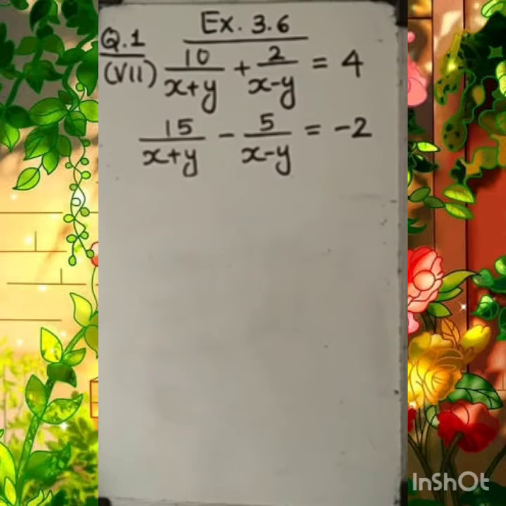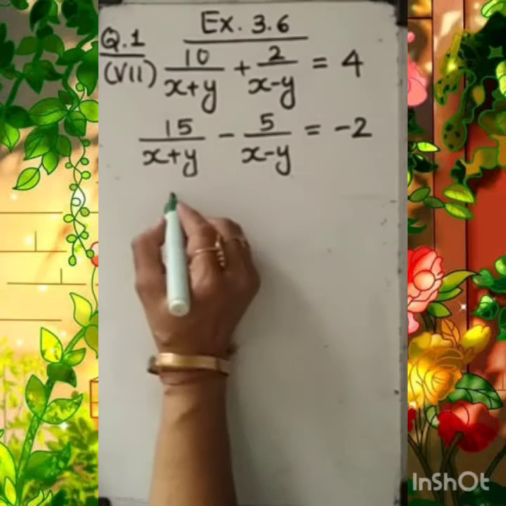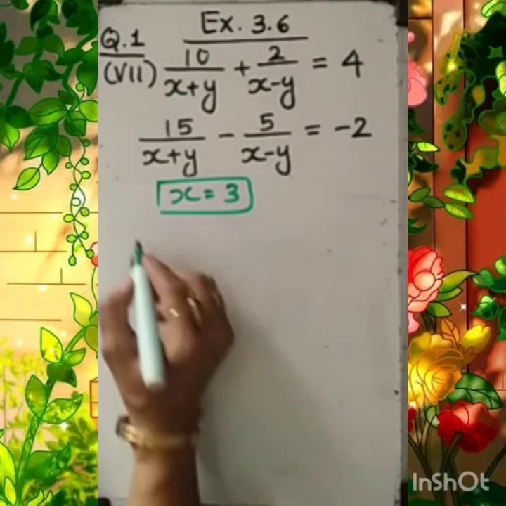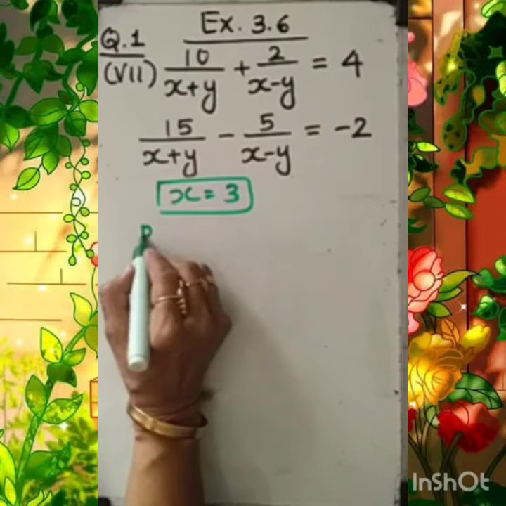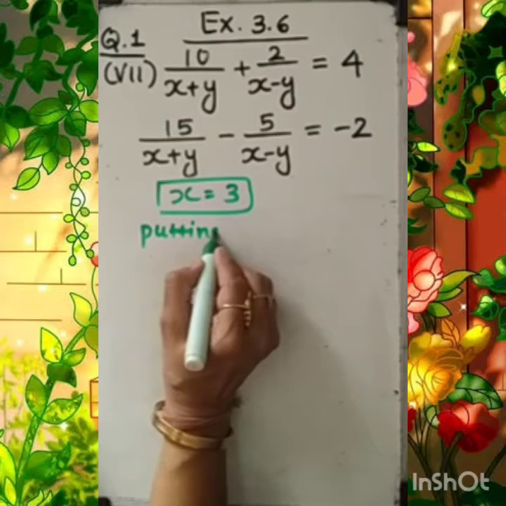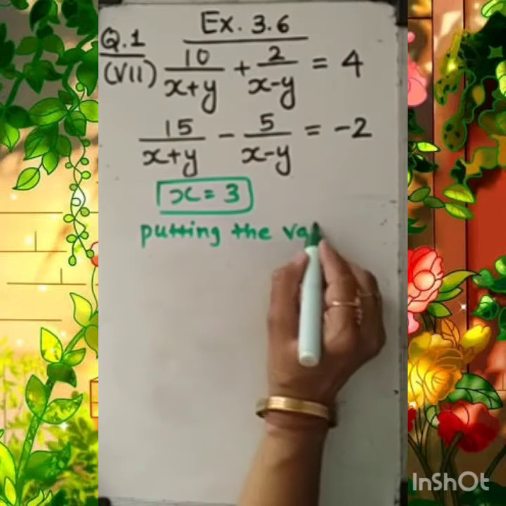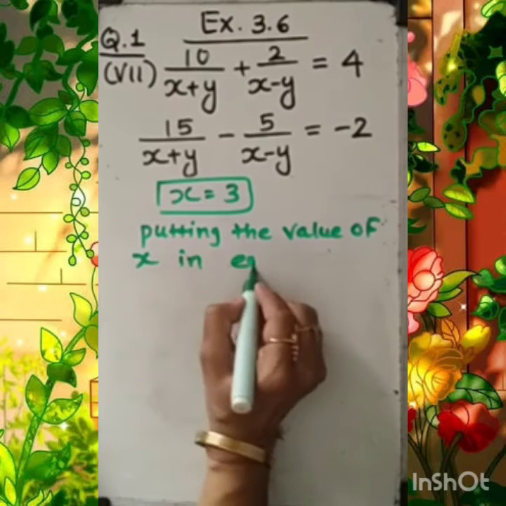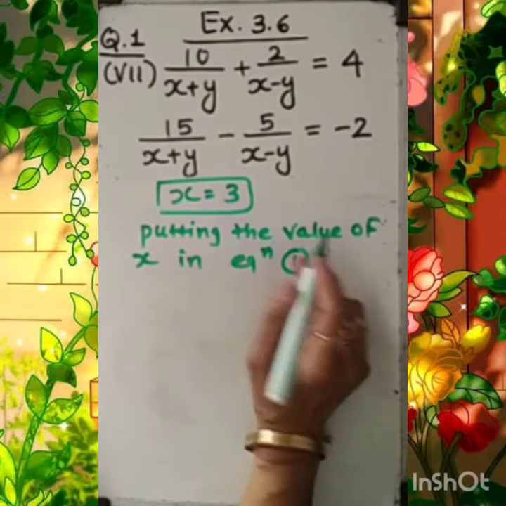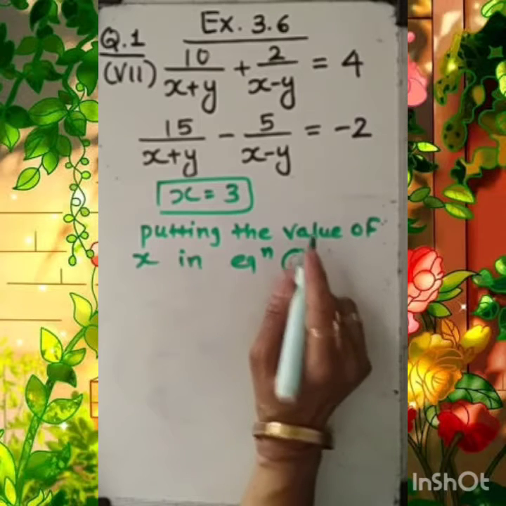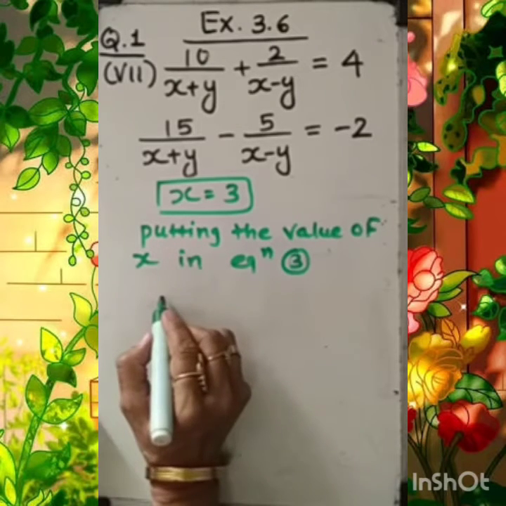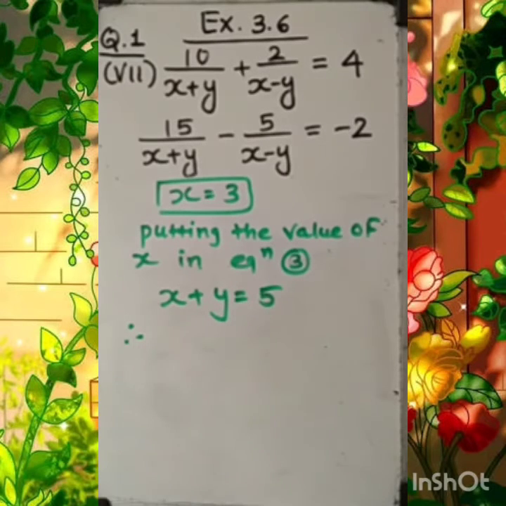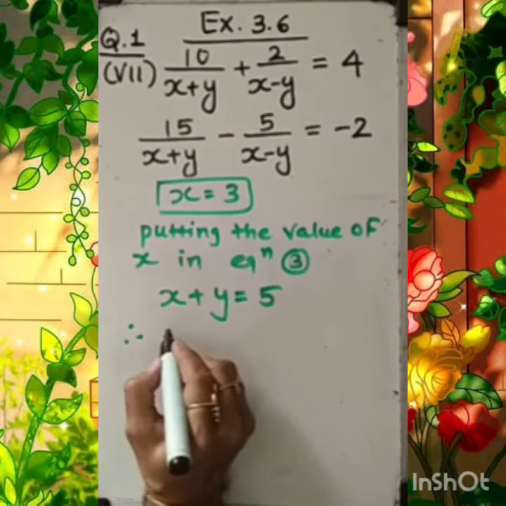So dear student, here we got the value of x, that is equal to 3. Now, using any one of the equations, I am putting the value of x in equation number 3. Sorry, we have given the name, it's the third equation. So here x plus y equals 5. Therefore, the value of x we know, that is 3, I am putting here.